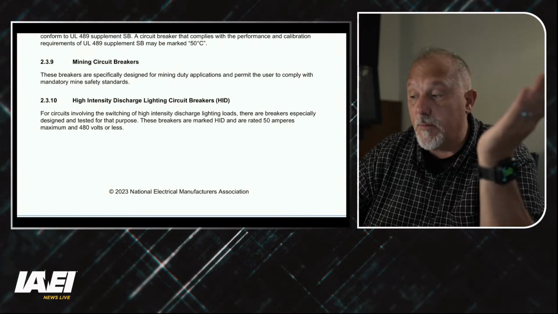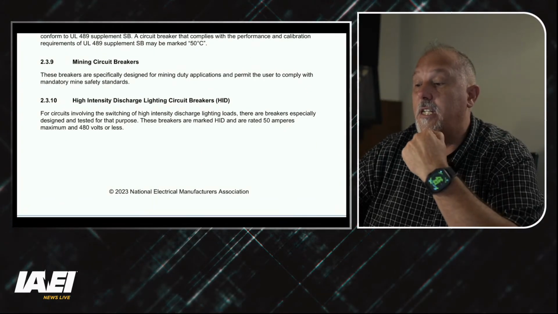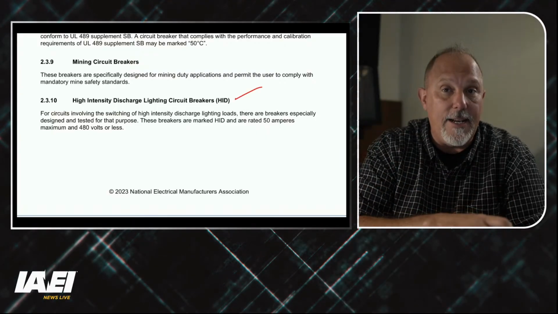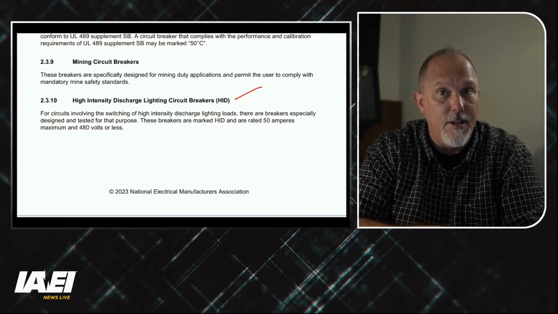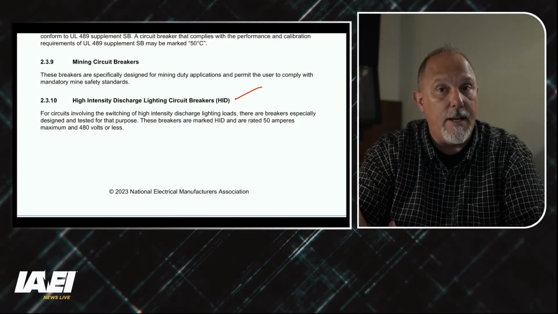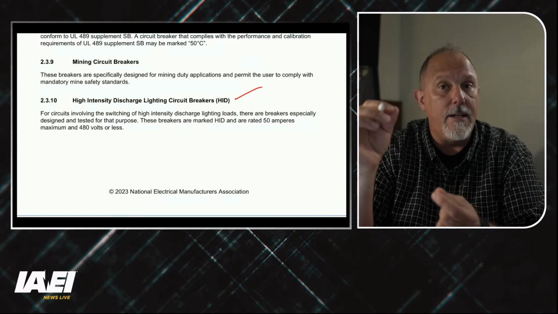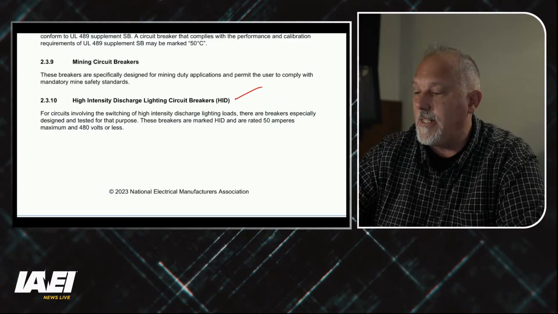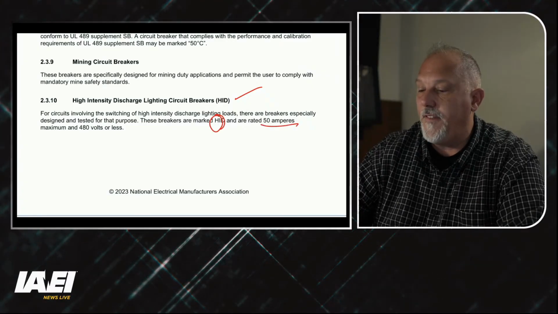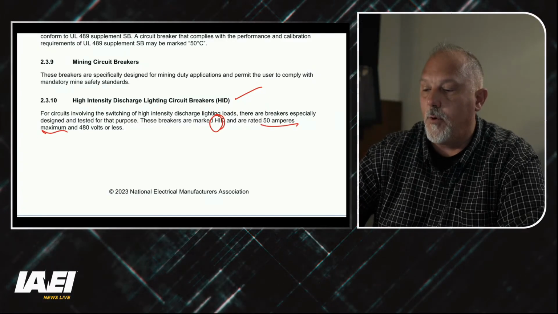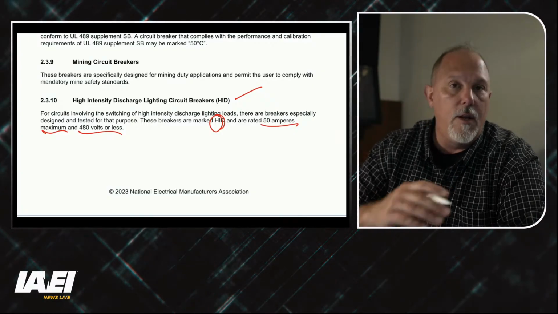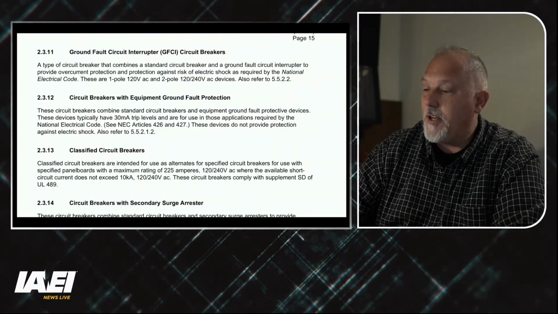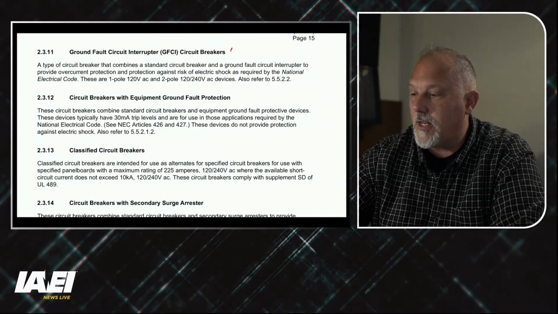You have your mining circuit breakers. High intensity discharge lighting. So if you're doing HID lighting, again, HID lighting is going to have a different power factor than your other types of lighting, and you want to make sure you test it with that power factor. So they're marked HID and they're rated 50 amps maximum and 480 volts or less. So we're following the code in that regard. You have your GFCI breakers, ground fault protection of equipment. So we talked about those.